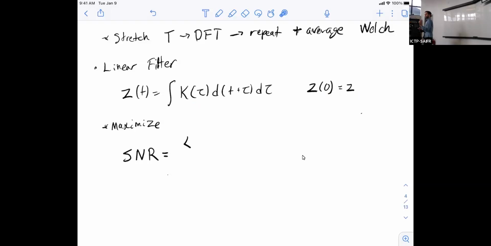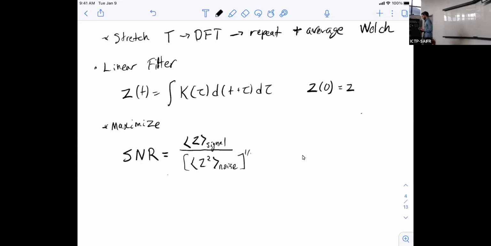The kernel that will work best is the one that maximizes the SNR, which is the ratio of the expectation value of that detection statistic, assuming there's a signal, divided by the noise hypothesis. The noise hypothesis is going to be the variance of Z, assuming there is no signal, just from noise, and then I have to take the square root.